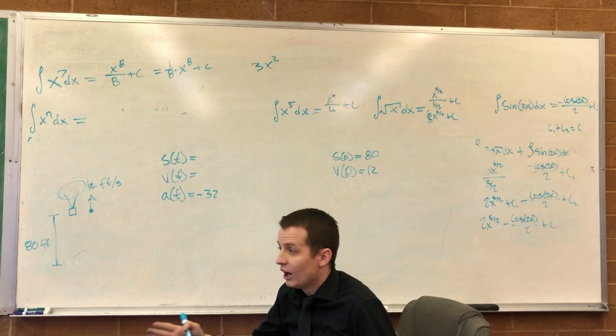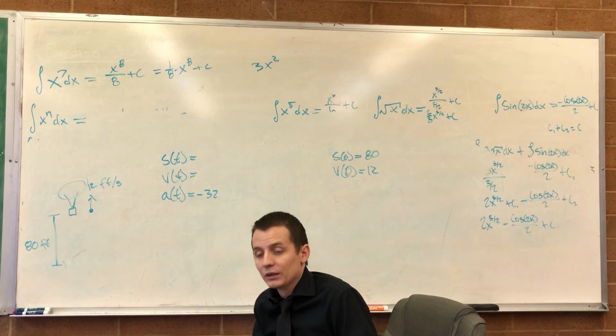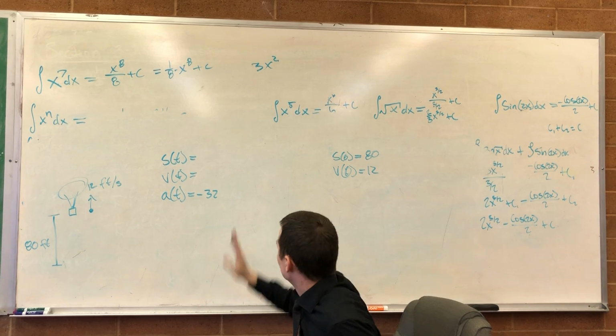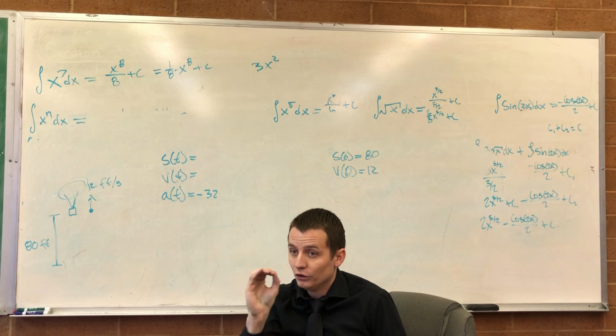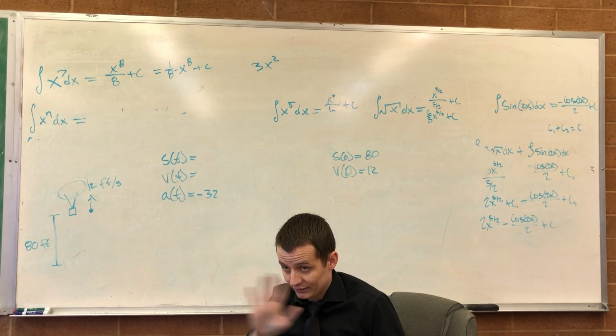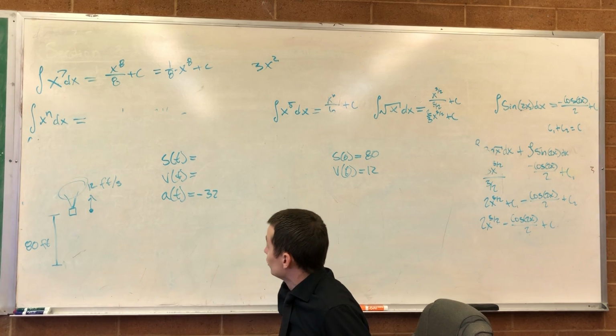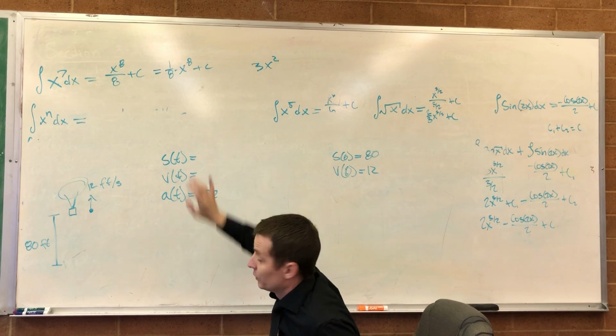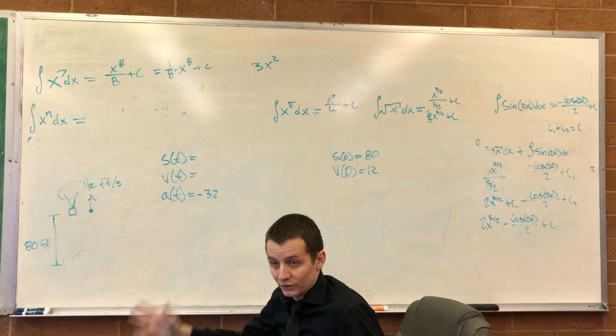This is the case for any object anywhere on Earth. It accelerates downwards at 9.81 meters per second squared. Sorry, we have feet. At negative 32 feet per second squared. Okay? That's an experimental fact. So we need to figure out what this looks like, and what this looks like, with this information.